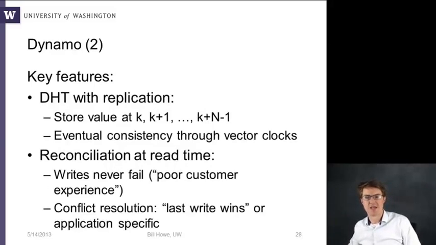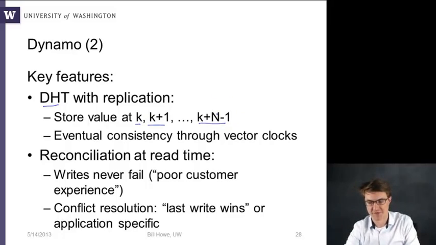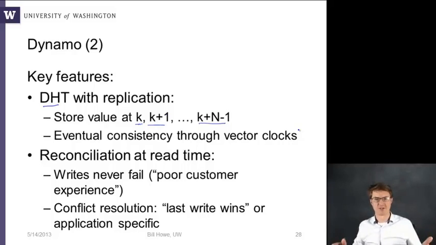So Dynamo, the system, is a distributed hash table. That's what DHT stands for. Each value is stored at multiple locations for replication purposes, up to a replication factor of n. So at location k, k plus 1, all the way up to k plus n minus 1. They achieve eventual consistency through vector clocks, which I'll describe in the next couple of slides. Reconciliation of potential conflicts when things are being read and written happens at read time, which is another interesting feature of Dynamo.